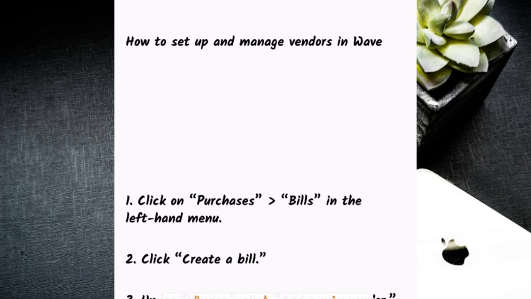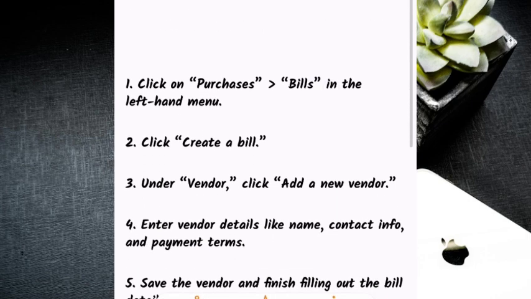The first thing we need to do is log into Wave, and once we're logged in with our credentials and on the main dashboard, we're just going to click on purchases, and under purchases you're going to find bills. You find that in the left hand menu. Next we're going to click create a bill, and under vendor we're going to click add a new vendor.